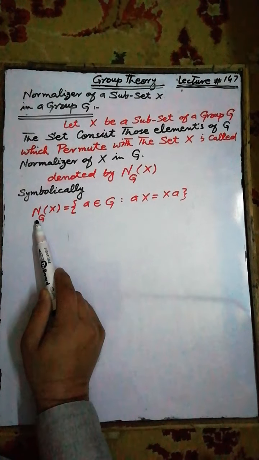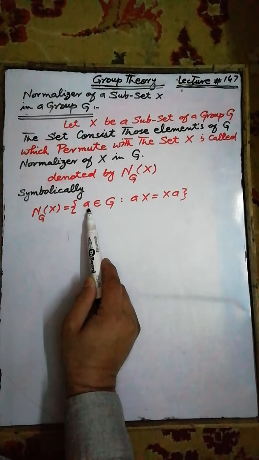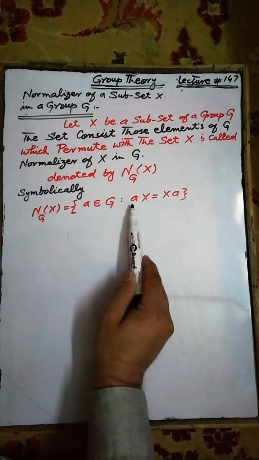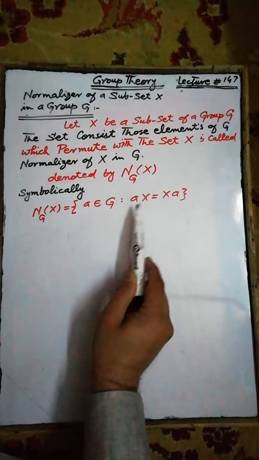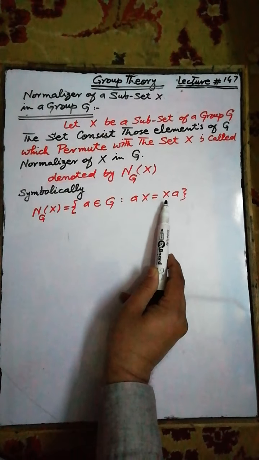Symbolically, we can write it as: the normalizer of the subset X in a group G is the set consisting of those elements A belonging to the group G such that AX is equal to XA. That is, the element A permutes with the set X.